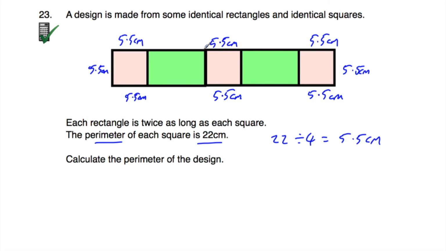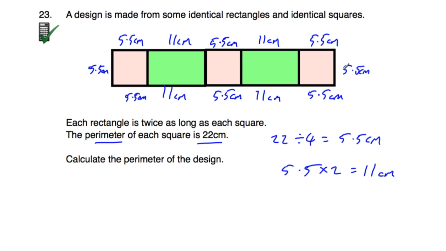Now what we really need to do now is find the length of each of the rectangles, and each rectangle is twice as long as each square. So to find the length of this rectangle, we just need to take our 5.5 and multiply by 2, because the length of the rectangle is twice as long as the square. So 5.5 multiplied by 2 is equal to 11. So that means the length of each rectangle is 11 centimeters. That's 11 centimeters, 11 centimeters, 11 centimeters, and 11 centimeters. And that's it. So we've now been asked to find the perimeter of the design.